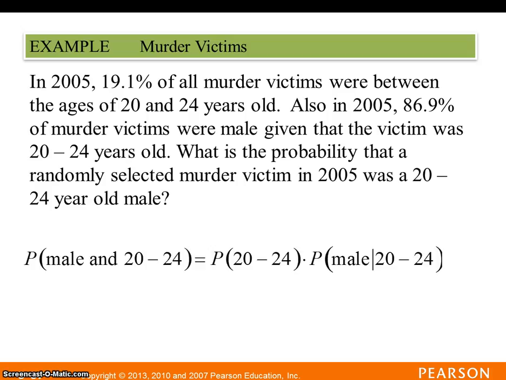So in this case, what we want to look at is the probability that somebody is male and 20 to 24. So we'd have to take the probability that the person is between 20 and 24 times the probability that we have a male, given that the person is between 20 and 24, given that we already know that. So in this case, you'd take 0.869 times 0.191, and you get 0.166. I guess in this case it wouldn't really matter what order you multiply them in, but according to the rule, you should technically write things this way.